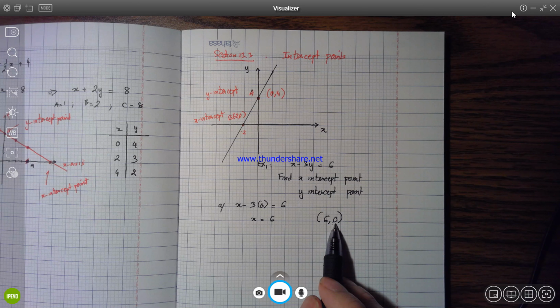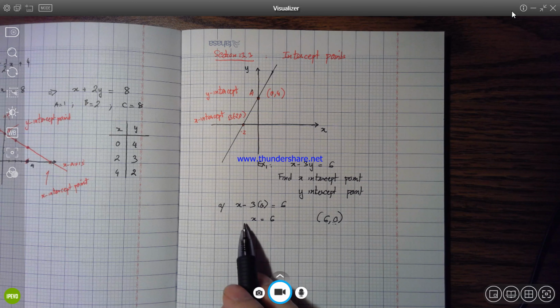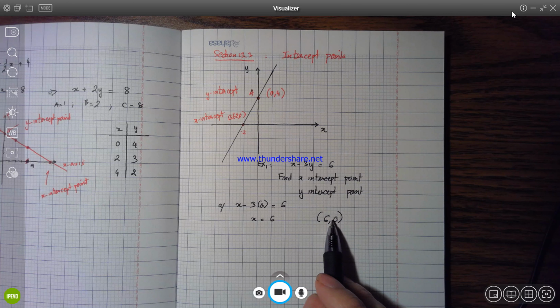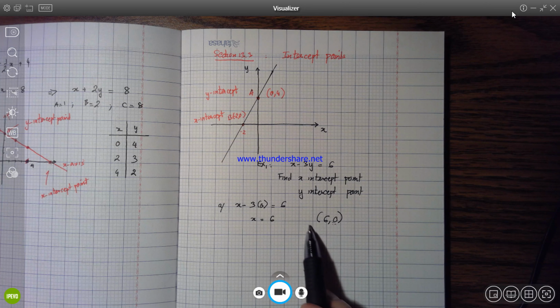Be careful, alright? Because so many students solve for x, then they stop right here. They don't write it in ordered pair form. If you don't write it in ordered pair form, it's not a point. So you have to write it in ordered pair form. That is the way to find the x-intercept point.